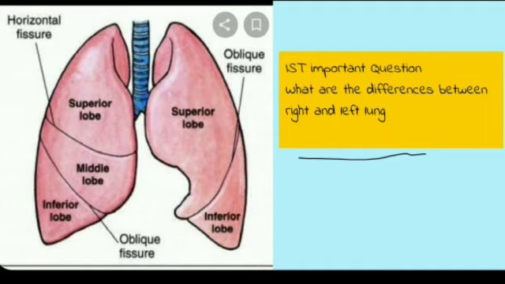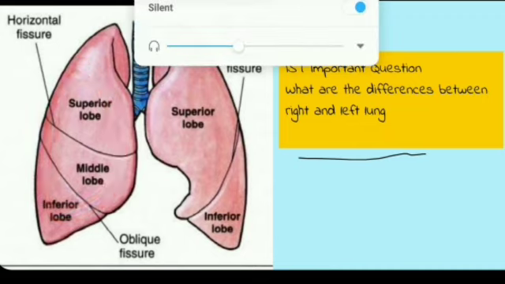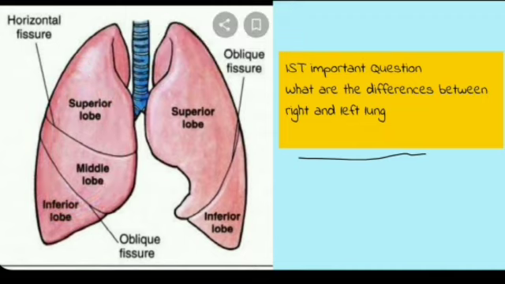To know the differences between the right and left lung, we should be very clear about the anatomical features of the right lung and the left lung. So look at this diagram. Here, this is the superior lobe of the right lung, middle lobe and inferior lobe. You can appreciate that there are 3 lobes in the right lung, 1, 2, 3, and there are 2 lobes in the left lung. So the first difference is the right lung has 3 lobes whereas the left lung has 2 lobes.